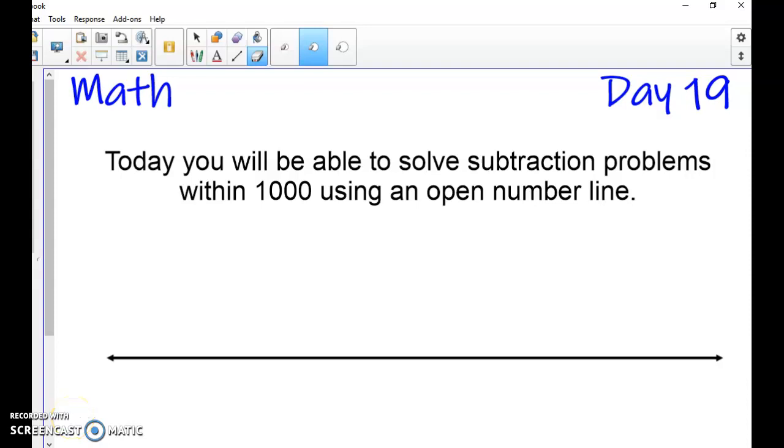Hello class. Today we are going to learn how to solve three-digit subtraction problems within 1,000 using the open number line. We've learned how to use place value blocks, so now we have to learn how to use the open number line. Remember, once we finish, you'll be able to choose whichever strategy you like to solve your problems. We're going to do 2 teacher model problems and then 2 guided practice problems. If you need help, make sure you get on Zoom later with me to get the help that you need to solve on an open number line.